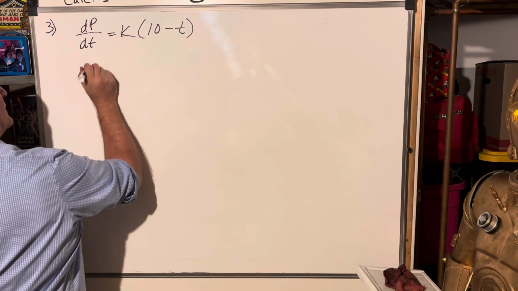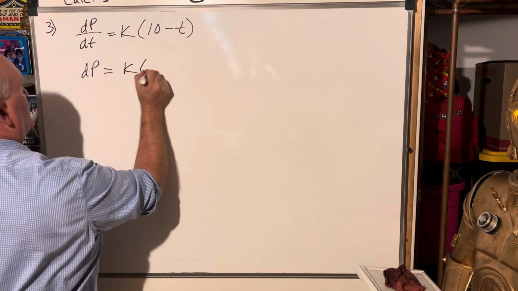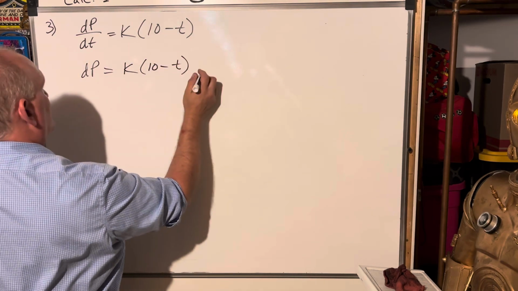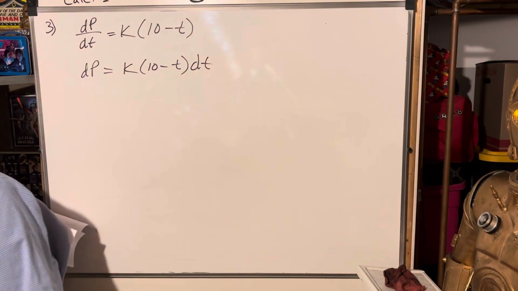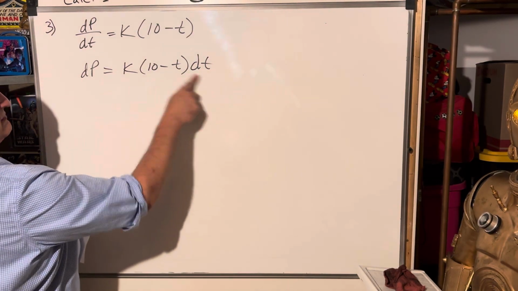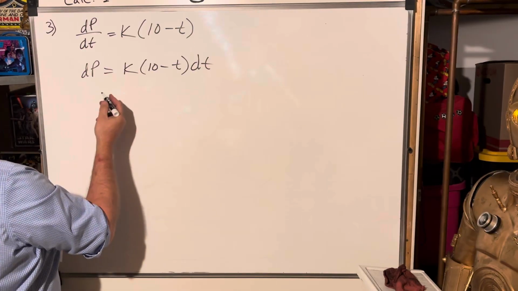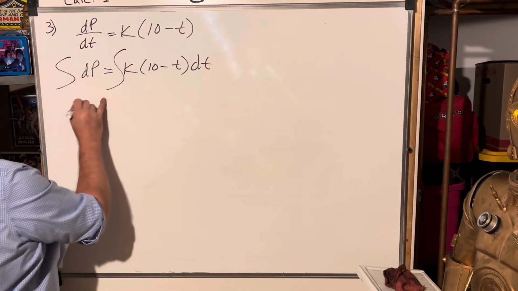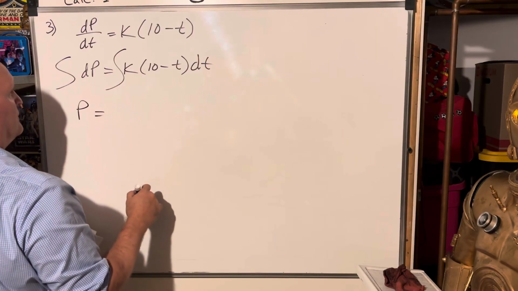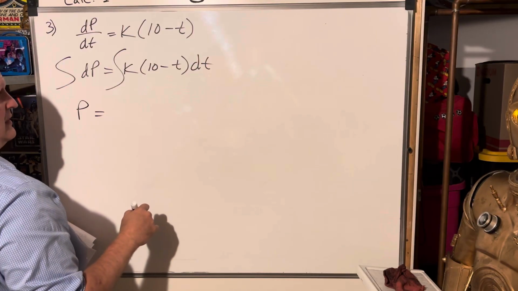Let's do it. This would be the separation of variables. So if they just wanted us to separate the variables, we'd be done. That would be it, because k is a constant. But here, we'll integrate, do the antiderivative.